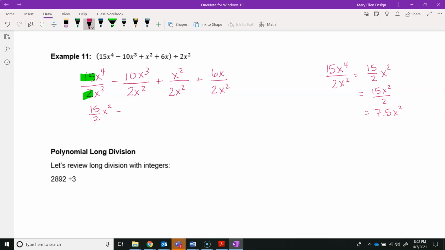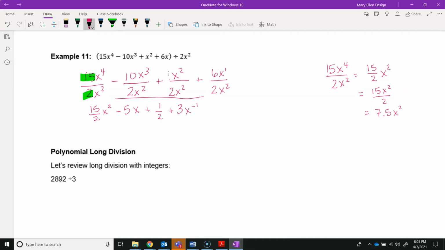Now in this next term, 10 divided by 2 does just become 5, and I just have x because 3 minus 2 is 1. And then here, again, remember I have a 1 in front of this x squared, so 1 divided by 2, again, you could either leave it as 1/2 or you can put 0.5. X squared divided by x squared cancels out, so I don't have anything there. And then the last one, 6 divided by 2 is 3. Now when I subtract this, 1 minus 2 is going to be negative 1.